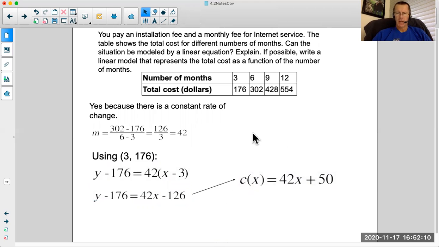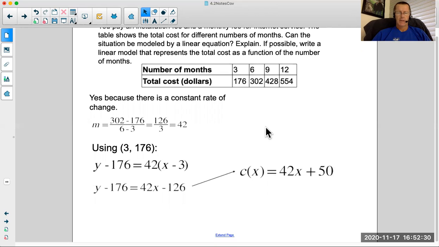So what does this tell us? What does that 50 tell us? What do you think that is? I'm hoping you said it's the one-time installation fee, because you only install your Wi-Fi once with a certain provider. What does the 42 represent? The monthly fee, exactly. Okay, terrific.